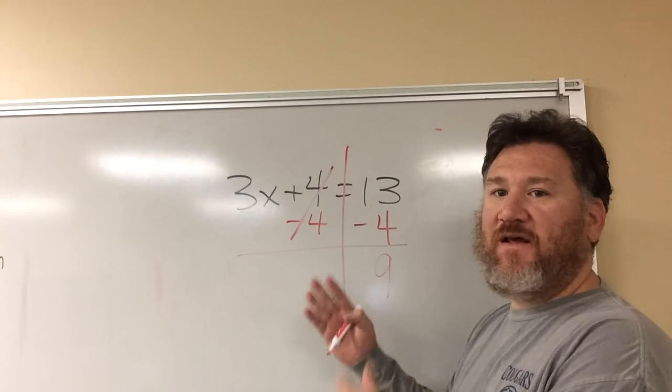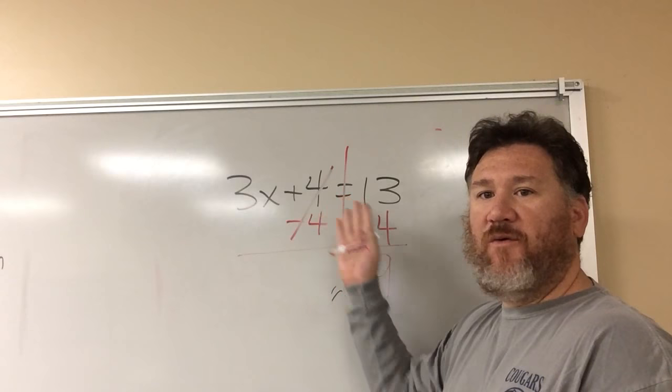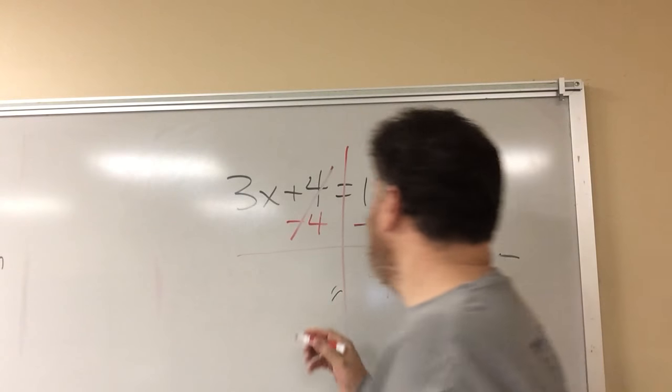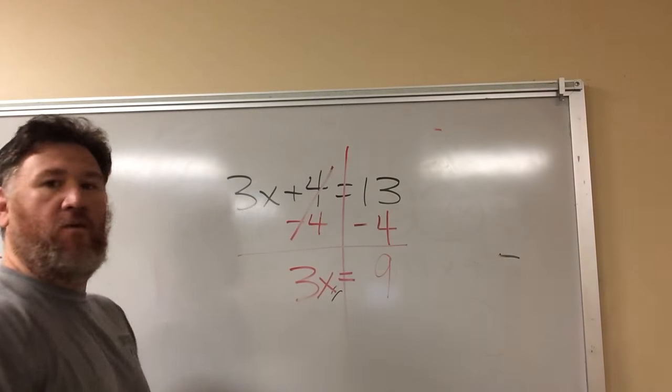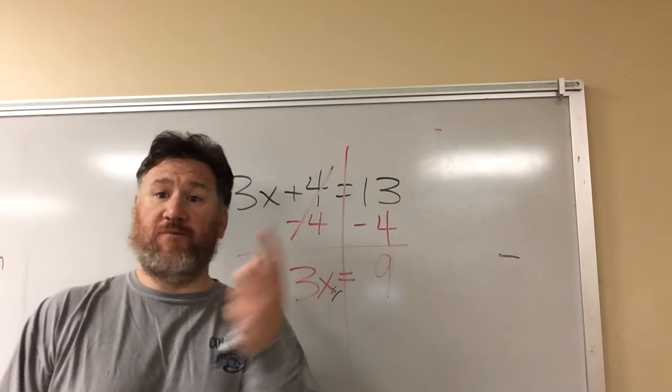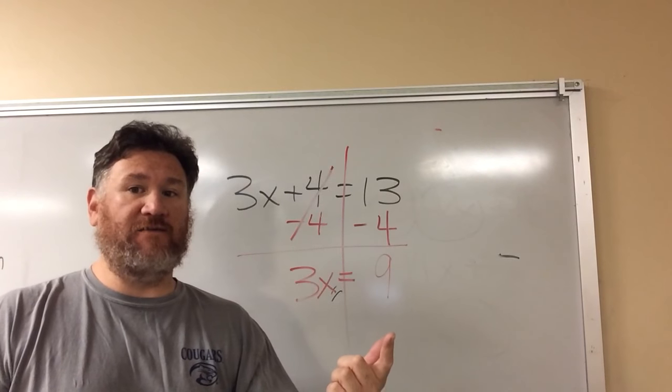I'm trying to get rid of things so that all I have left is the x equals some sort of answer. So 4 minus 4 is 0. Gets rid of it. All we have on the left side is the 3x. That was the first step. That's the first step we did. It's a two-step problem, so we're going to have to do one more thing in order to find the answer.